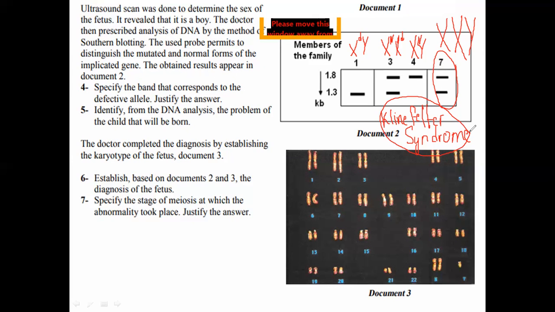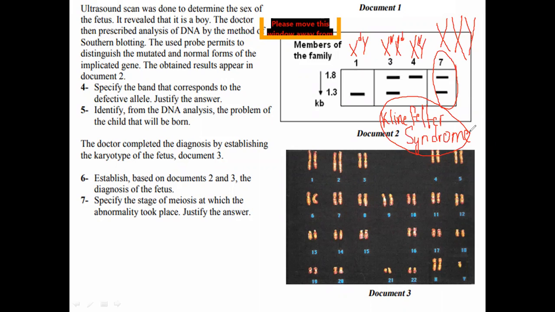The doctor completed the diagnosis by establishing the karyotype of the fetus from document 3, except established based on documents 2 and 3, the diagnosis of the fetus. So the fetus is said to be a male. So from this, we have XXY. So it's normal related to the hemophilia, but it has another abnormality, which is the Klinefelter syndrome.